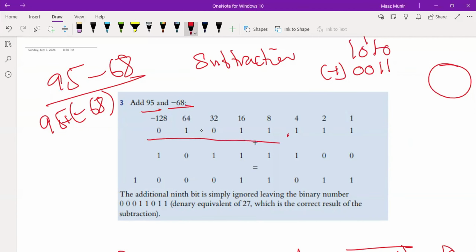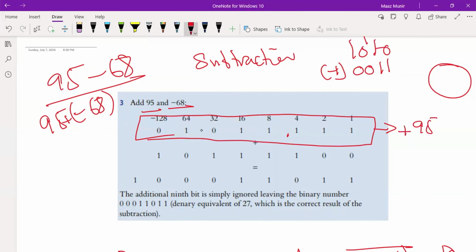Now this part represents positive 95. And just to simplify, they used -128 up here to reduce the space, because any value in 2's complement form could also be considered positive. Like we see we have +95 up here, but this lower part is basically -68. And how did we reach this -68?